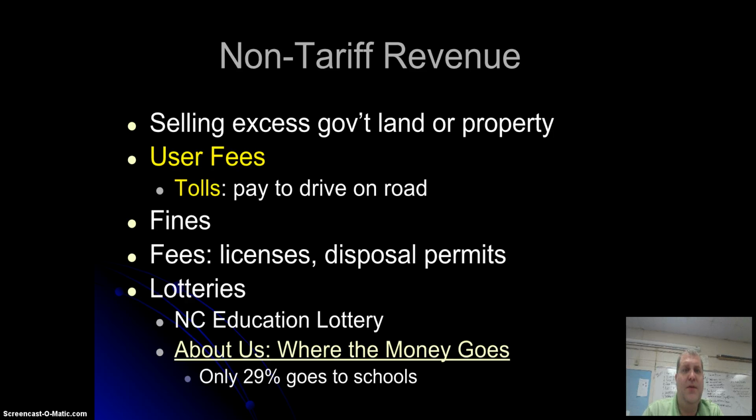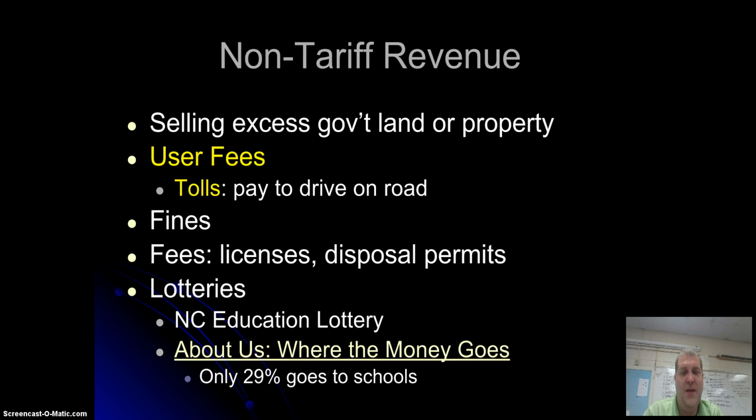Non-tariff revenue, this is where the government sells off excess government land or property, or user fees, tolls to pay to drive on a road. These really stink. I got one the other day and they charge you out the wazoo in no time flat. Fines, well, you've all heard my story about parking fines at Appalachian State. They are not fun. Fees such as licenses and disposal permits, what you're going to do if you go get your driver's license, CDL, stuff of that nature.